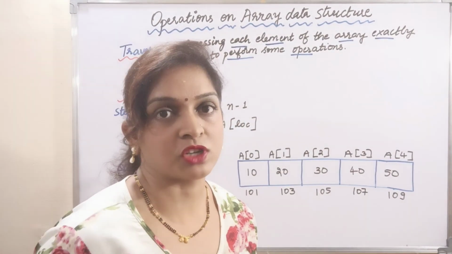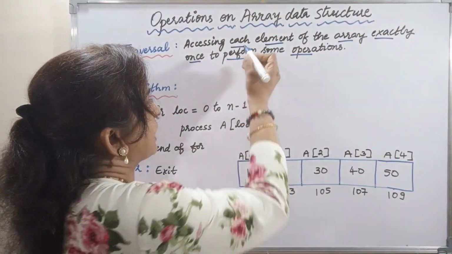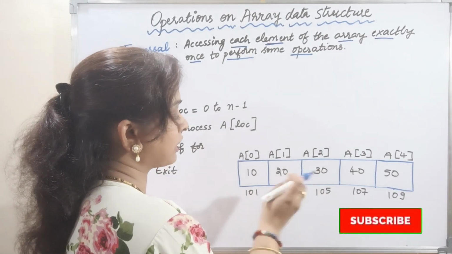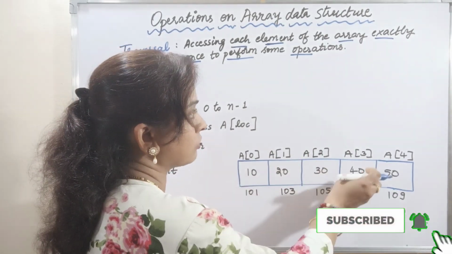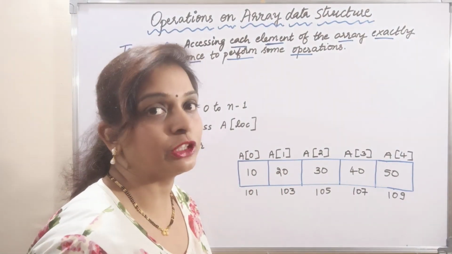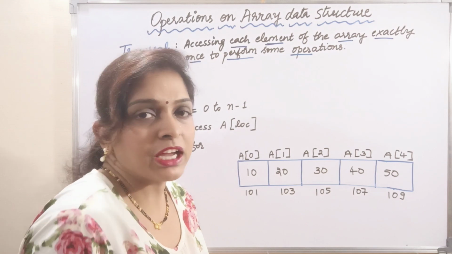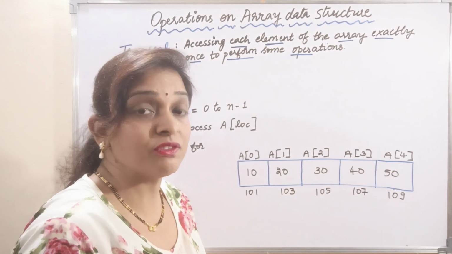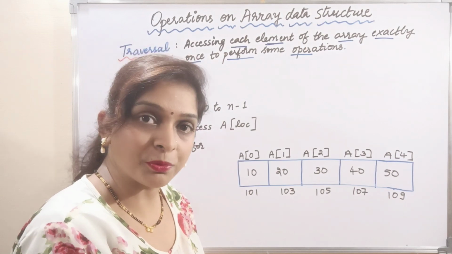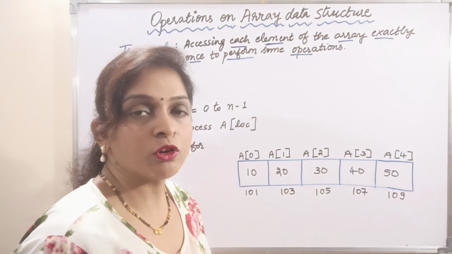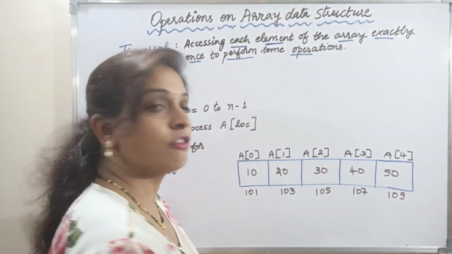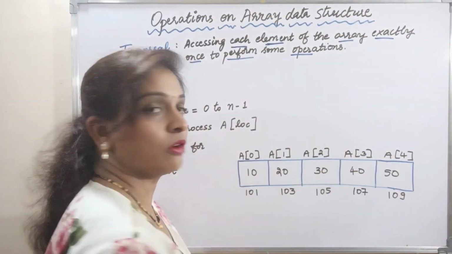So what is traversal? Traversal means accessing each element of the array. So we have the array. We try to access each element of the array exactly once so that we can perform some operations. Why do we need to do this traversal? Why do we need to visit each and every element of the array? Say, for example, I want to perform some operation on the array, such as searching for a particular element. I want to find the element 40, so I need to get the position of that element.